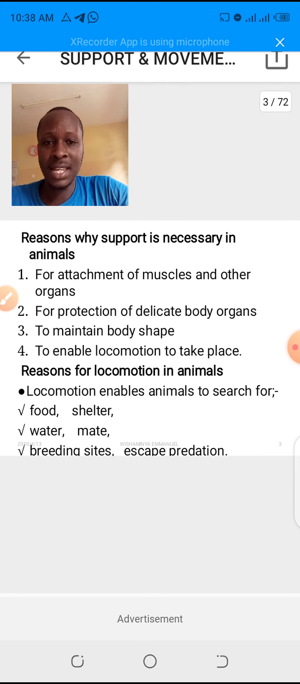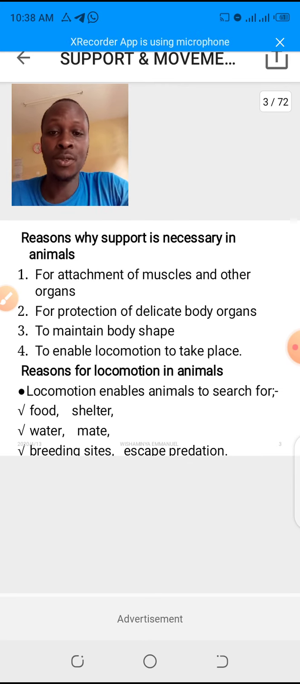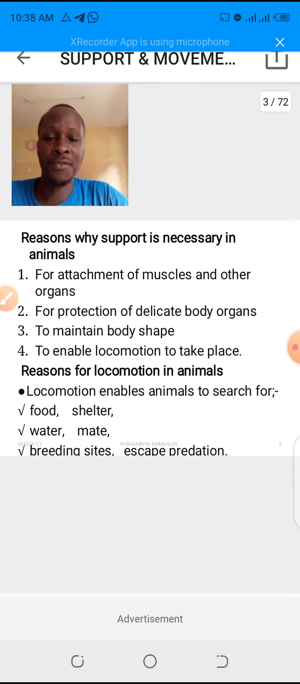Briefly, reasons why animals locomote. As you know yourself, you do locomotion basically to get food, to get shelter, to look for water, to search for mates, and to also search for breeding sites, or also to escape from predation.